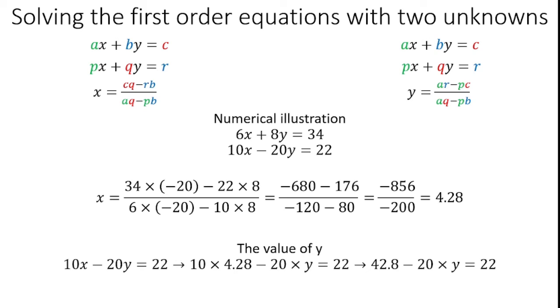Then the value of y I can identify through this formula. Yes, I substituted the identified x value into equation 2: 10x minus 20y is equal to 22. So that x value is 4.28. So 10 into 4.28 minus 20 into y is equal to 22. From this we can easily identify the unknown y variable value in the first order equation. Likewise, we can identify the unknown variable values with the first order equation. Next, the second order, which is the quadratic equation.